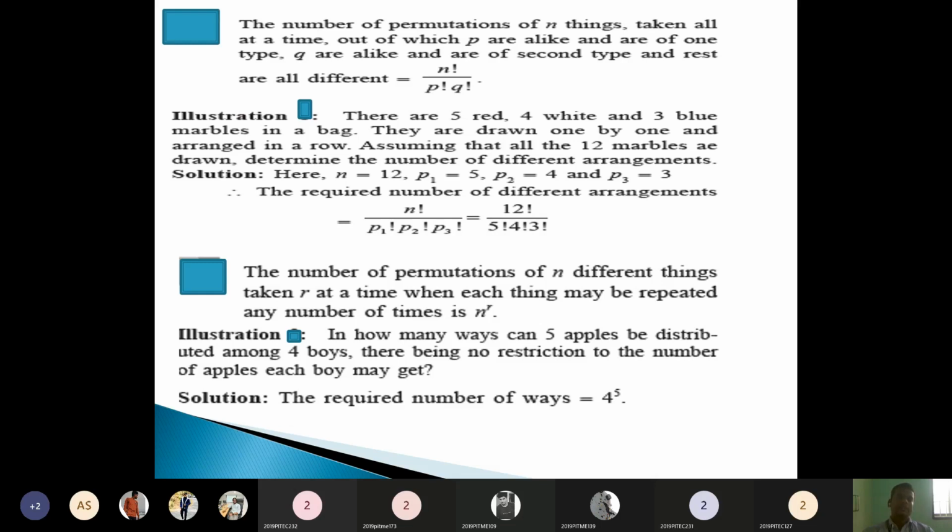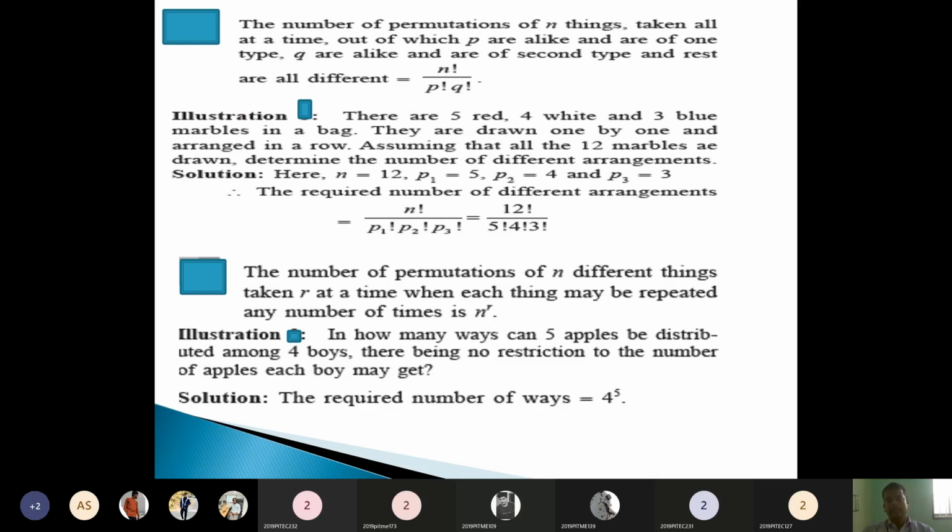So that means 5 red marbles, so p1 equals 5, p2 equals 4, and p3 equals 3. Like that, you can extend the formula. So that is 12 factorial divided by 5 factorial into 4 factorial into 3 factorial. For this, you can find the value. That's not a big issue. So how do you find the value?